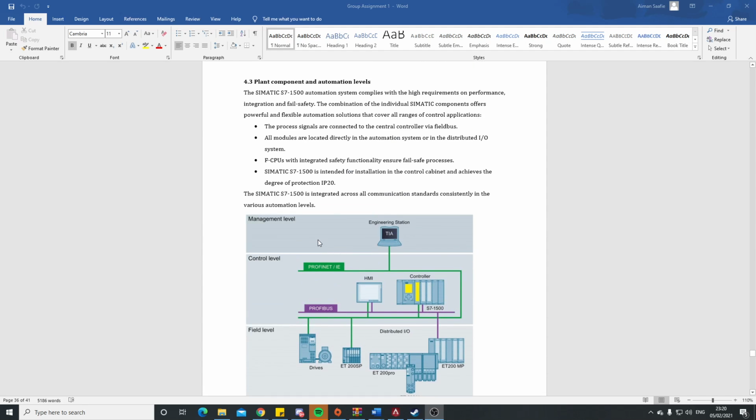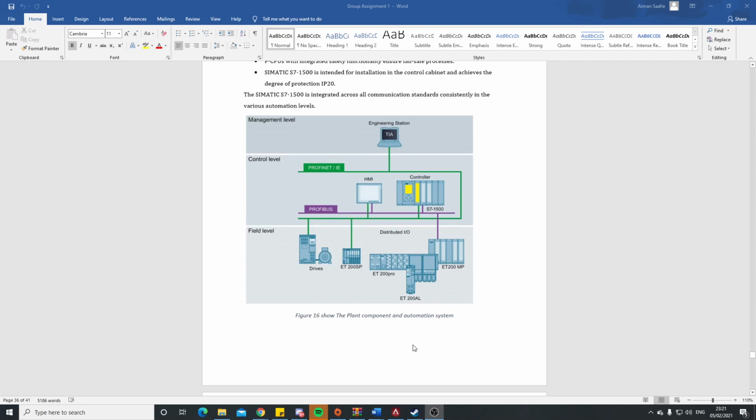Lastly we go to the plant components and automation level. The SIEMENS S7-1500 automation system complies with the high requirements on performance, integration, and fail safety. The combination of the individual SIEMENS components offers powerful and flexible automation solutions that cover the whole range of control applications. First, the process signals are connected to the central control via field bus. All modules are located directly in the automation system or in the distributed I/O system. F-CPU with integrated safety functionality ensures fail-safe processes. The SIEMENS S7-1500 is intended for installation in the control cabinet and achieves the degree of protection IP20. It is integrated across all communication standards consistently in the various automation levels.